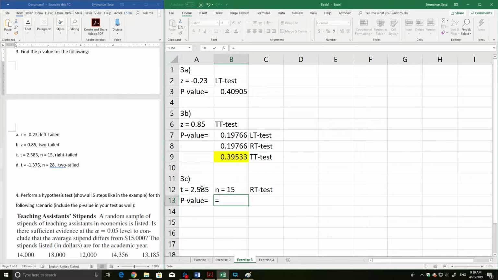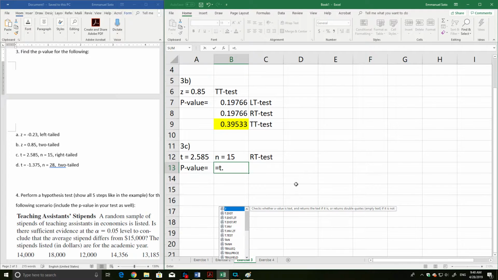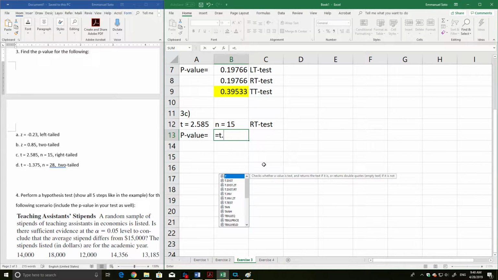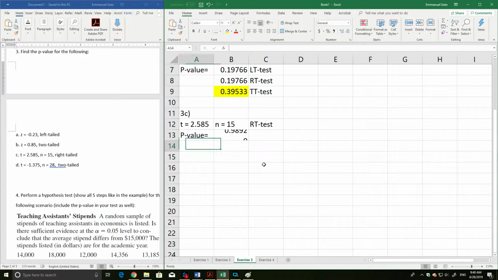And I'm going to show you how to do this for left-tailed, right-tailed, and two-tailed. So let's do the left-tailed first. If we're doing the p-value for the t, you're going to use the T.DIST function, and this gives you the p-value to the left. Then you type in your t-score, your degrees of freedom, which is 15 minus 1, and then you type in TRUE. And this will give you your p-value.